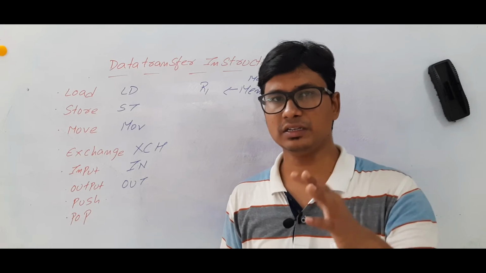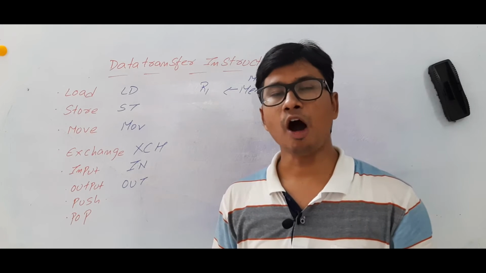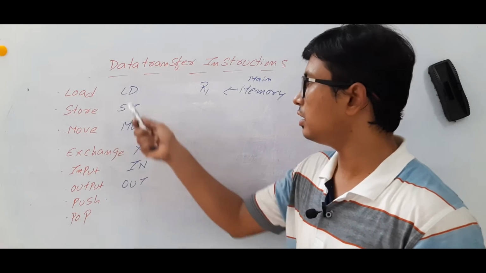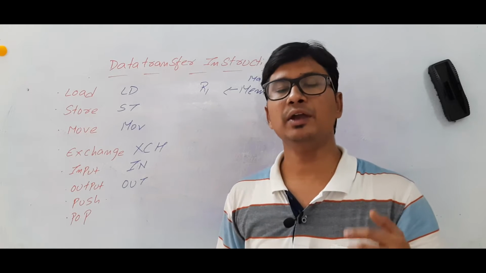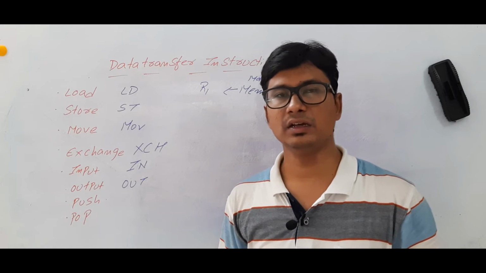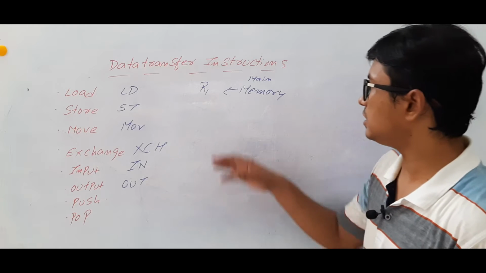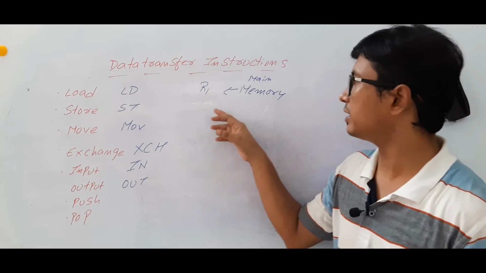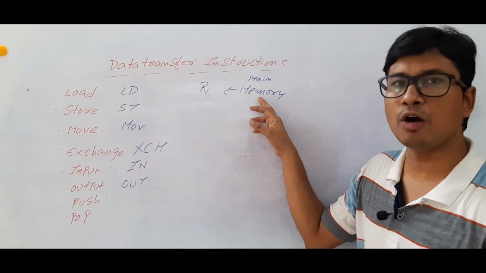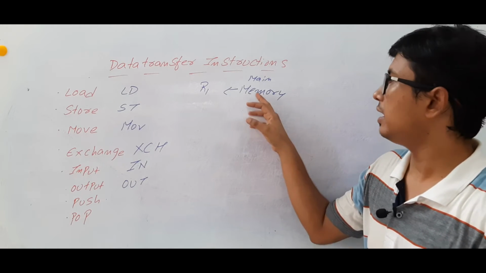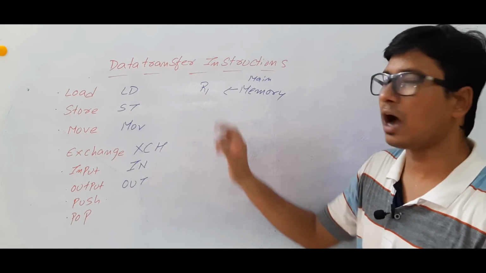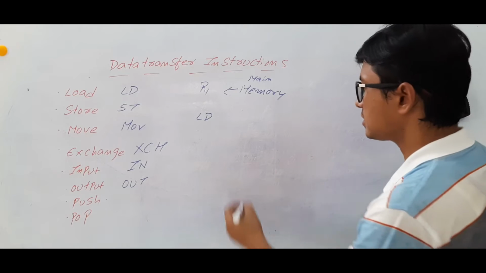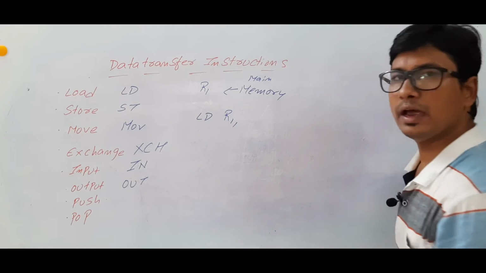Then we discussed the opcode, which is the operation you want to perform. If you are performing a load, the opcode will be LD. And then the operands: you will have a source operand and a destination operand. Here, the source operand is the main memory and the destination operand is R1. So I will represent it as LD R1, and the main memory address.